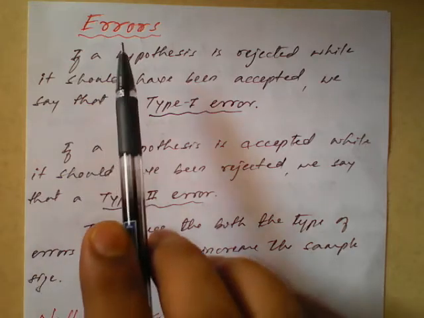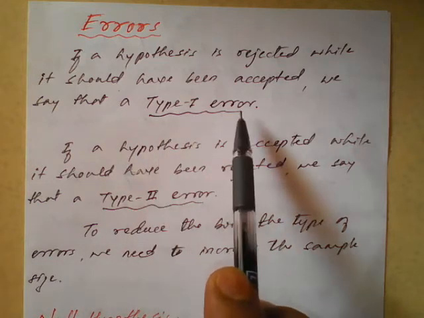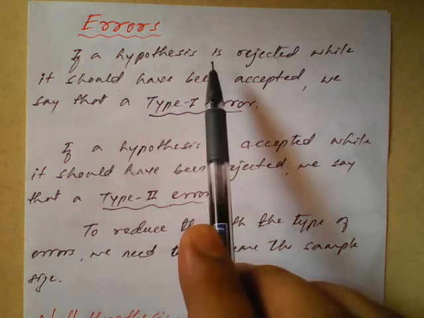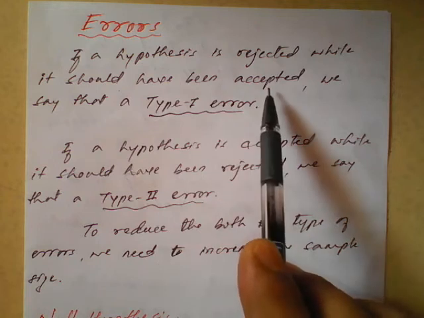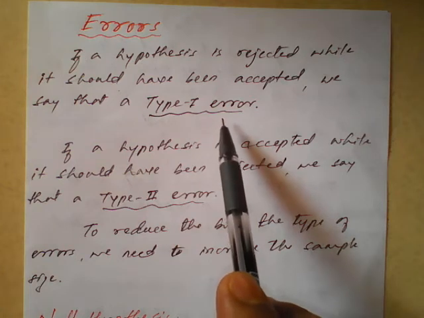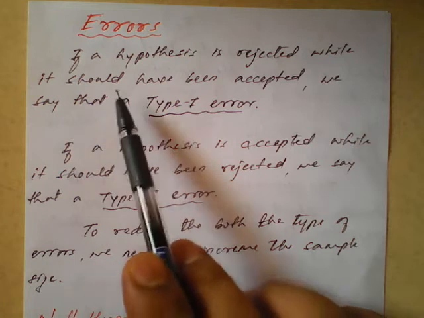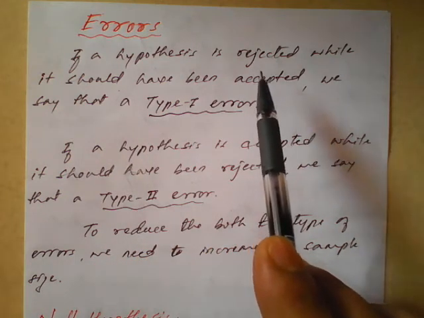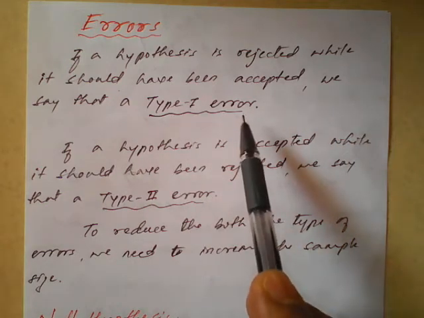Now we'll see what errors are. We have two kinds of error. One is type 1 error. The second one is type 2 error. If a hypothesis is rejected while it should have been accepted, we say that it is a type 1 error. You have to remember what a type 1 error is. Means instead of accepting, if you reject the hypothesis, that kind of error is called a type 1 error.